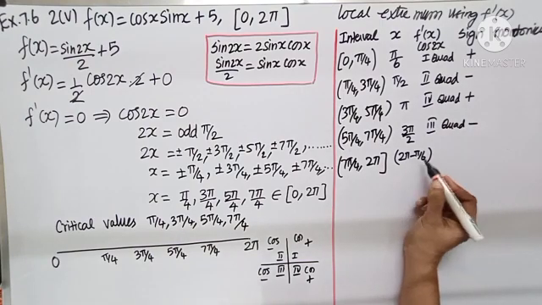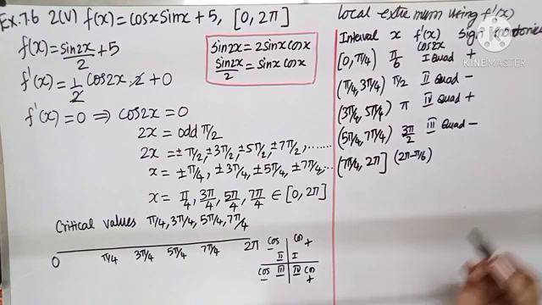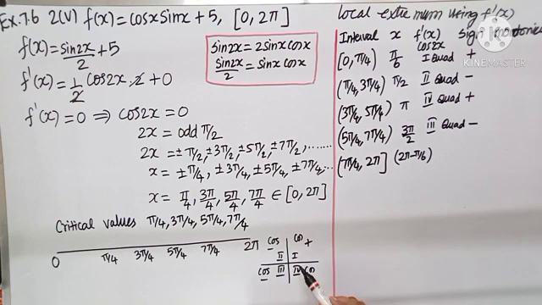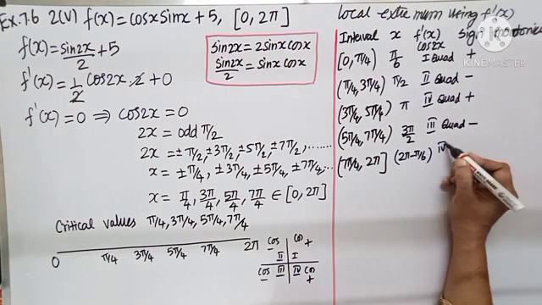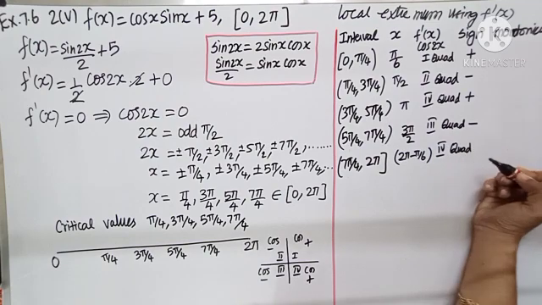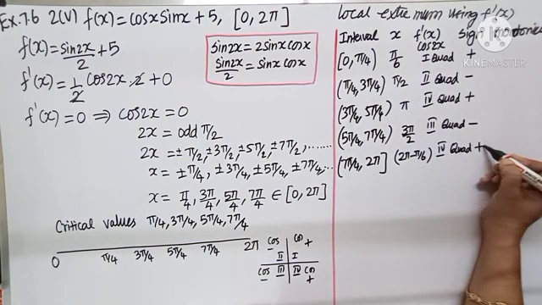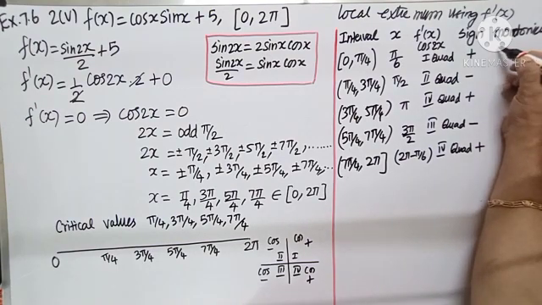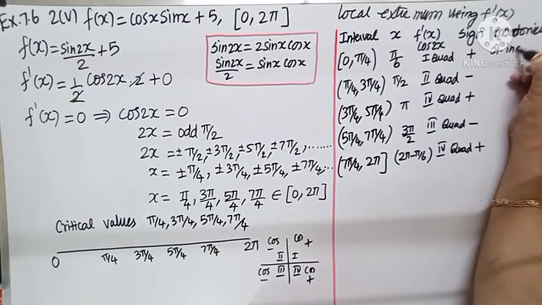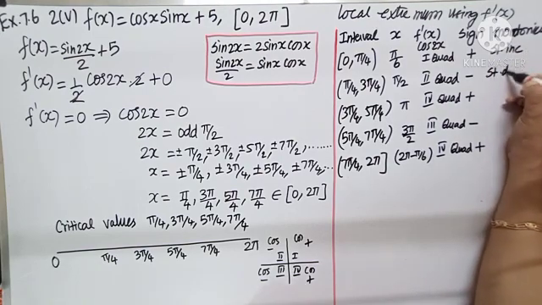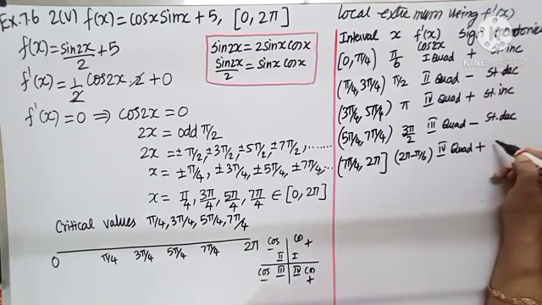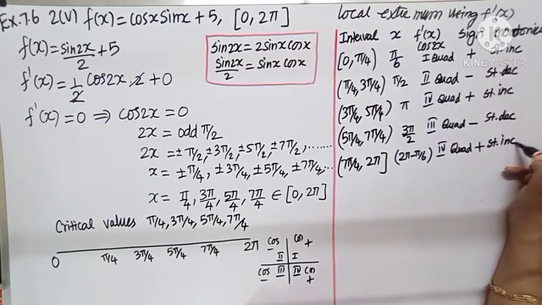Finally, 2π minus π by 6. When I multiply by 2, it is 4π minus π by 3. 4π minus π by 3 is in the fourth quadrant, and therefore here also cos is positive. So whenever I say plus, I will say strictly increasing. Negative tells me strictly decreasing. So alternatively we have found out where it is increasing and decreasing.